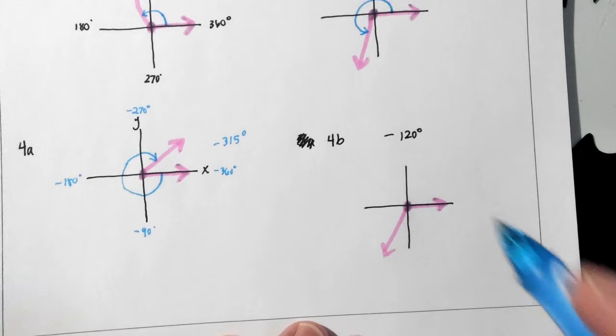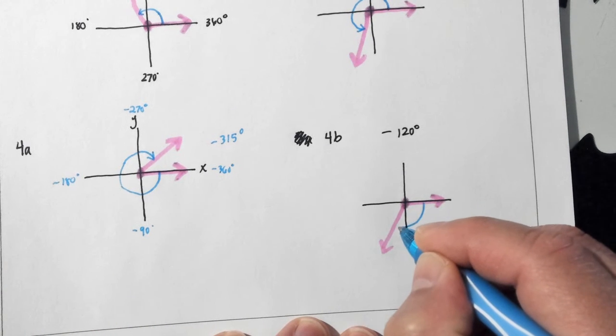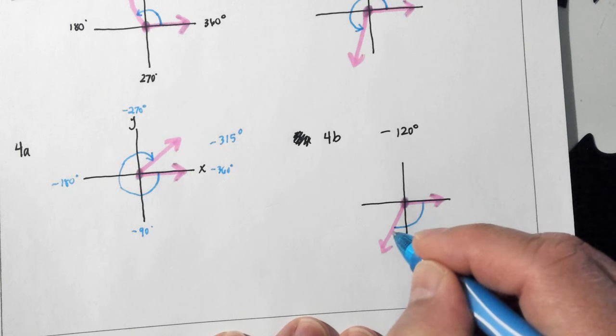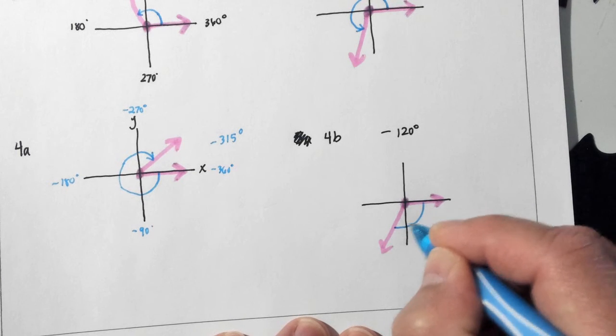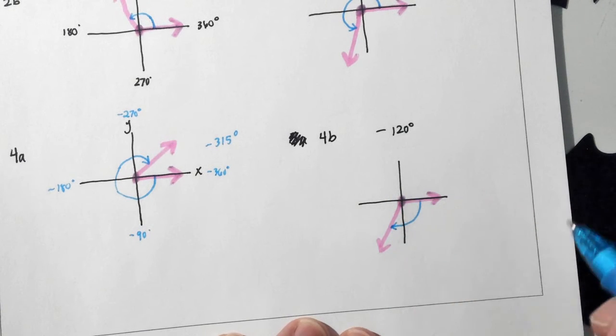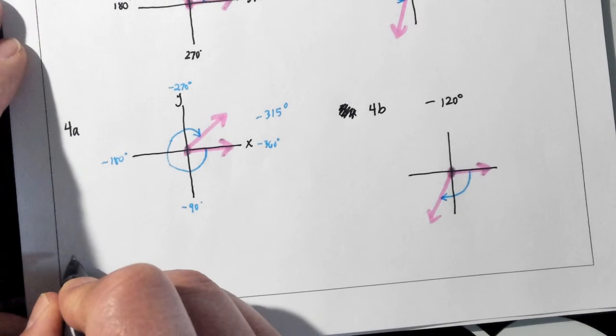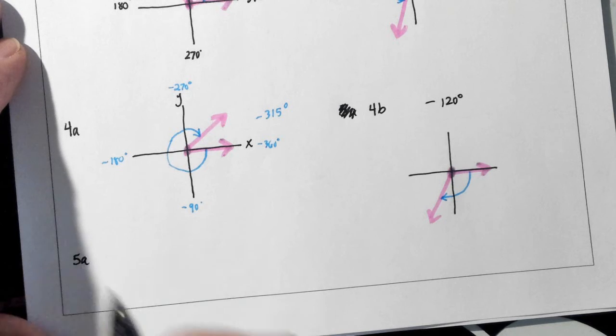And because I went down, that is how you know it is negative. This is how you know it's a negative angle. If I'd have gone this way, it would have been a positive angle. That's a negative 120. Okay, let's do something bigger than 360 degrees.